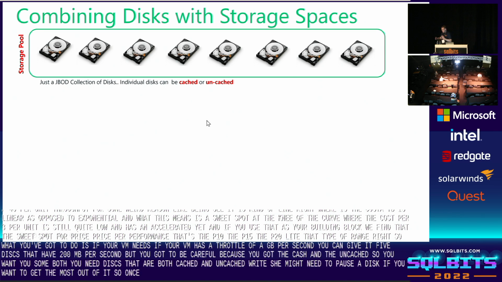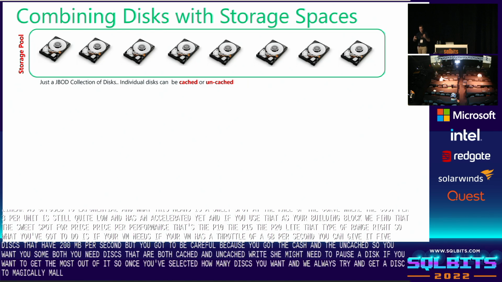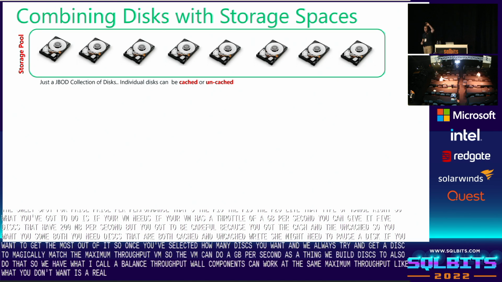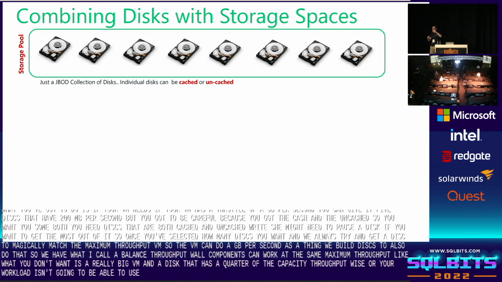So once you've selected how many disks you want, we always try and get our disks to magically match the maximum throughput of the VM. So if the VM can do a gigabyte per second, we build disks to also do that. So we have what we call a balanced throughput, where all components can work at the same maximum throughput, right? What you don't want is a really big VM and a disk that has a quarter of the capacity throughput-wise, or your workload isn't going to be able to use all that you've paid for, right?